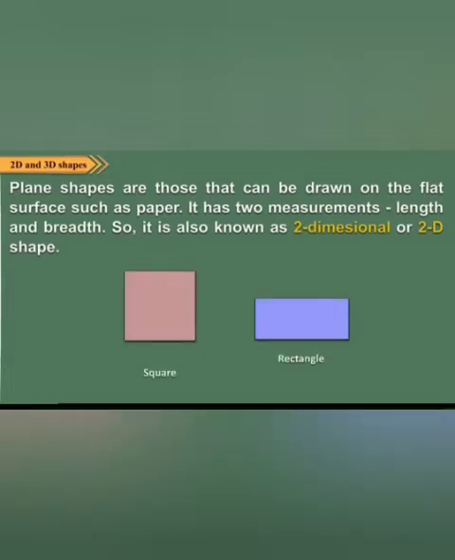Plane shapes are those that can be drawn on the flat surface such as paper. It has two measurements, length and breadth. So it is also known as two-dimensional or a 2D shape.